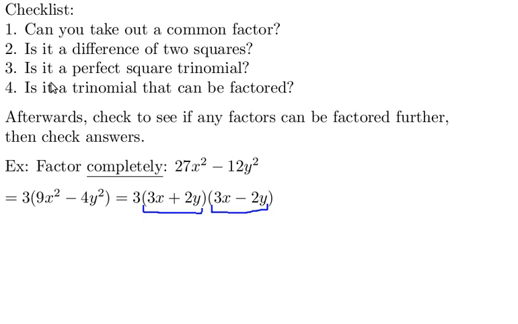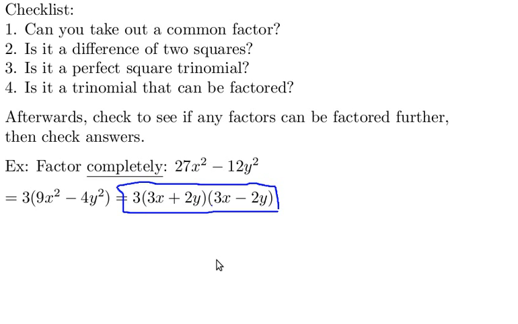Now, I'm kind of skipping the individual steps to check out, just because I'm kind of used to immediately recognizing it. But for 3x plus 2y, does it have a common factor? No, it doesn't. Is it a difference of 2 squares? It's not even a difference. Is it a perfect square trinomial or a trinomial that can be factored? It's not even a trinomial. Same thing over here. There's no common factors. It's a difference, but 3x and 2y are not squares. And it's not a trinomial of any kind. So that means that this is as factored out as it gets, and these are the final answers.